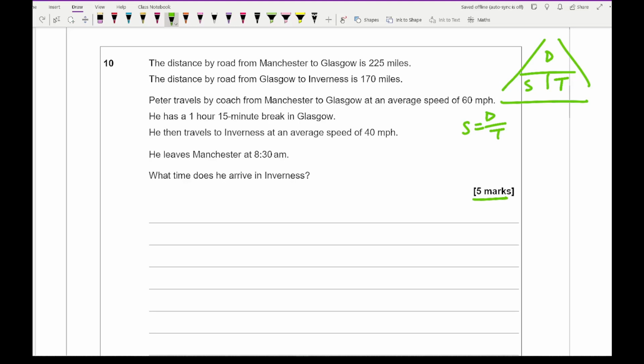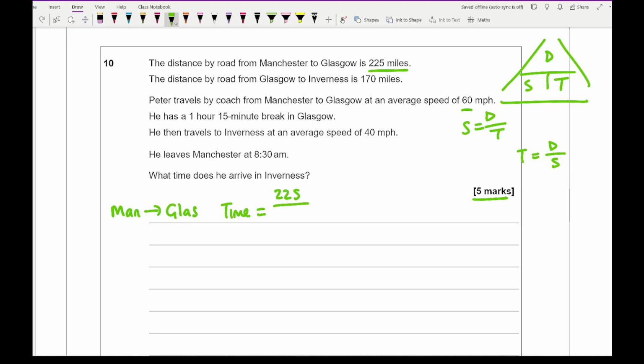So looking at this particular question, the first thing we need to do is look at Manchester to Glasgow. The information I know is the distance and the speed. So what I need to do is work out the time. For this, time is equal to distance divided by speed. So the distance is 225 miles. Now the units for the speed are miles per hour, so any time is going to be in hours and any distance is going to be in miles. It's just something to be wary of.